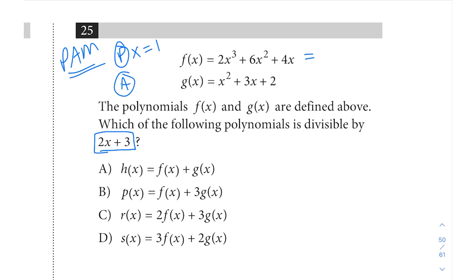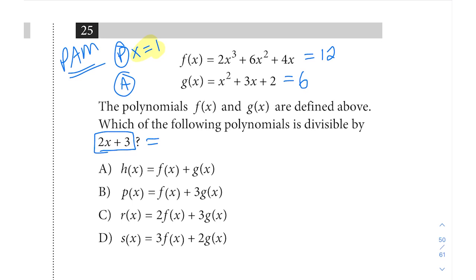Let's see what these would come out to. If you plug in a 1, you'd have 2 plus 6, which is 8, plus 4, that's 12. And if you plug in a 1 to this function, you'd have 1 plus 3, which is 4, plus 2, which is 6. So f of 1 would be 12, and g of 1 would be 6.